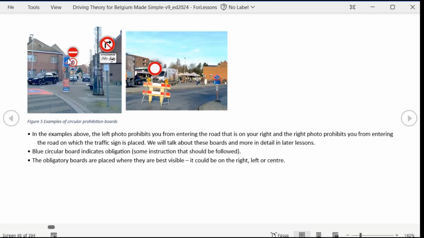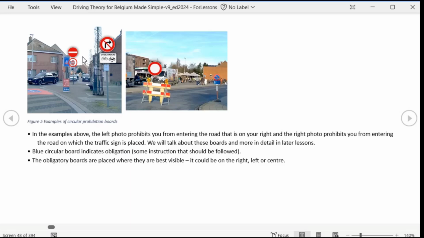There is another prohibition which is no entry. As you can see, these two boards are complementary. This is again a round board in red, which means it's a prohibition. So any round board with a red border or red filled in is a prohibition. We will see more examples as we move through this course. There are more traffic boards which impose such prohibition.